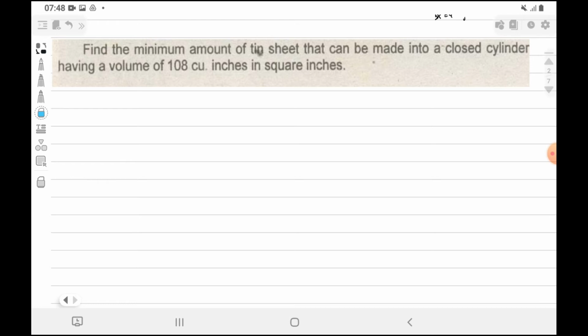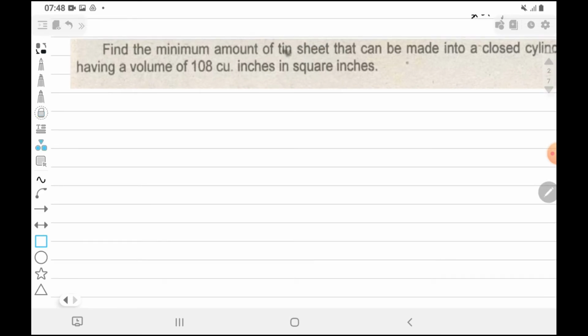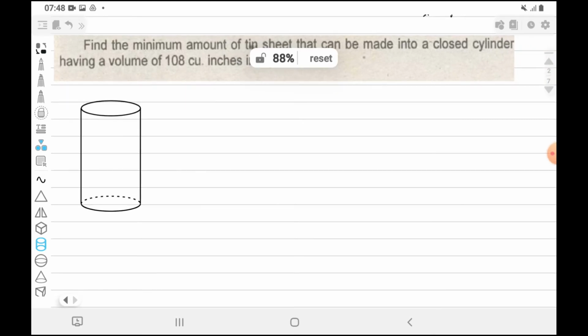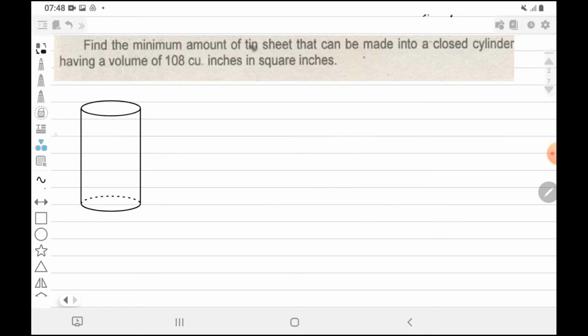Okay. So ang gagawin lang natin dito, syempre, is demonstrate, so igawa muna tayo ng diagram natin. So ito yung cylinder natin na magagawa from a tin sheet. Okay? So yung tin sheet natin will be composed of, syempre, yung part ng tin sheet natin will be composed of ito. Ano ba yung mga composition ng ating magiging tin sheet?